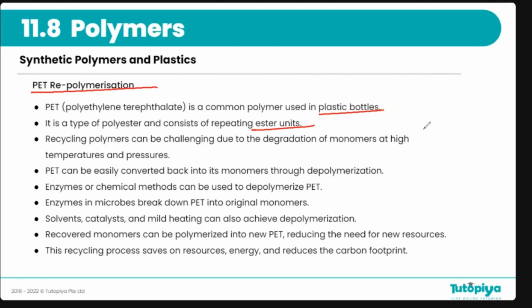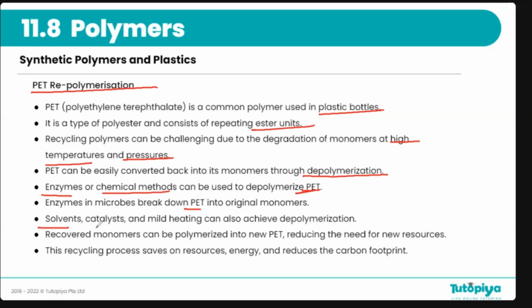Even though recycling can be quite challenging, since it's very hard to degrade the monomers, it usually takes very high temperatures and pressures to break down the polymers into monomers. PET can be easily converted back into monomers through depolymerization. We use enzymes or chemical methods to depolymerize PET. Instead of just using heat, we use the enzymes and chemical methods. Enzymes in microbes can break down PET into their original monomers.